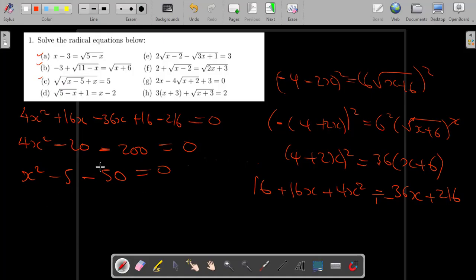I can complete the square on this, but I don't think I can. Can I find the factors here? I multiply, they give me 20. I add, they give me 5.